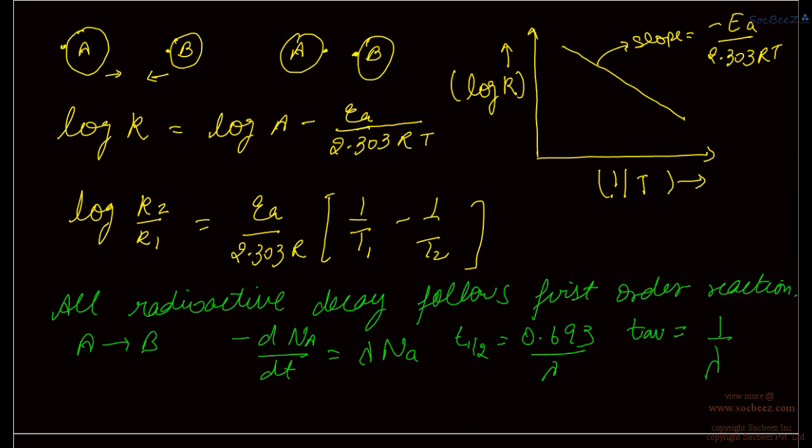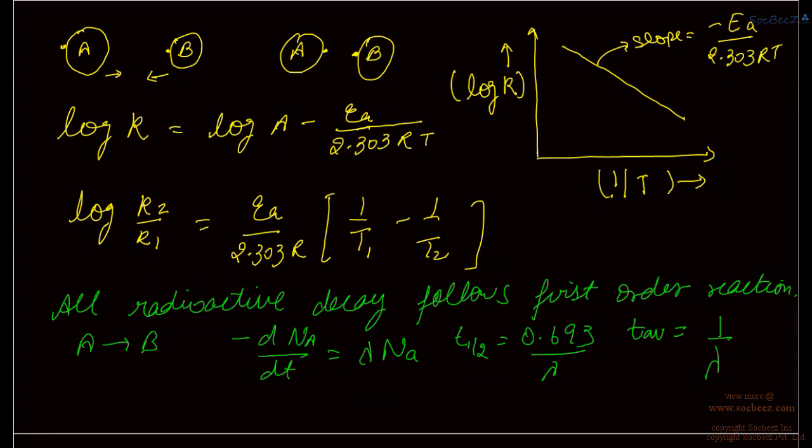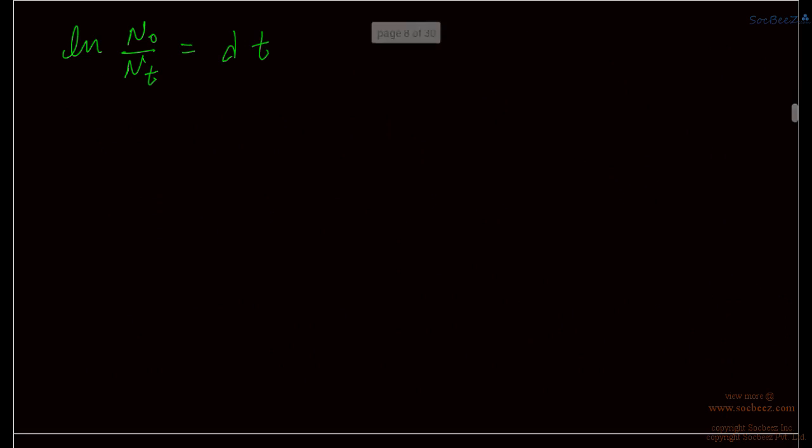Similar to first order reaction, since in first order reaction we dealt with the concentration of any species, here we are dealing with the number of molecules of that particular species, or number of nuclei. Therefore, just like first order reaction, concentration will get replaced by number of nuclei, and hence ln N naught upon Nt equals lambda t. And now, considering the t half and t average expressions, we can say that t average or mean time equals 1.44 into t half.